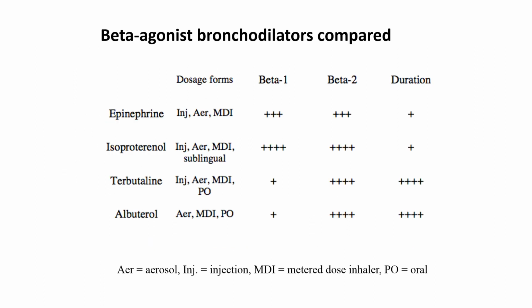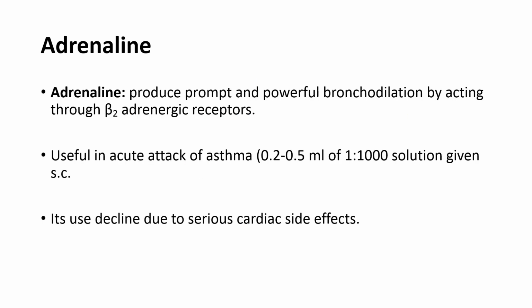And as you can see in this particular table, epinephrine or adrenaline, apart from the alpha action, also has beta-1 action, which is undesirable. Isoprenaline, though it does not have any alpha action, has beta-1 action, which is also undesirable. Whereas drugs such as terbutaline or albuterol have negligible beta-1 action. Their main action is on beta-2. So adrenaline, though it has a very prompt and powerful bronchodilatory action, its use nowadays has declined because of the availability of better drugs, and because of the serious cardiac effects that can happen with adrenaline.